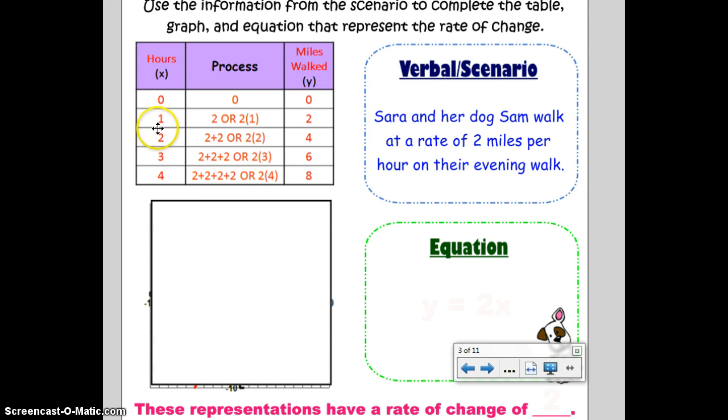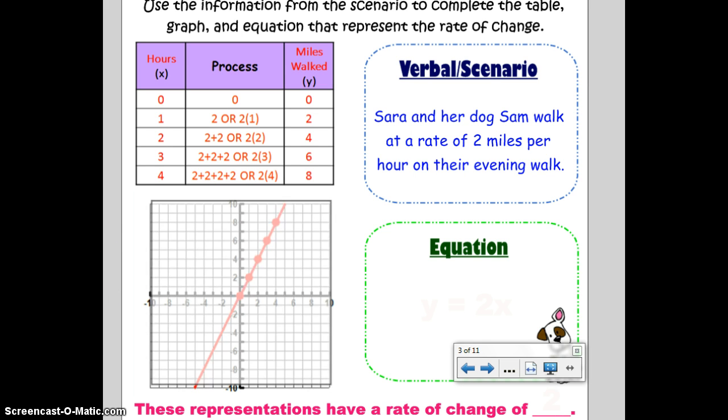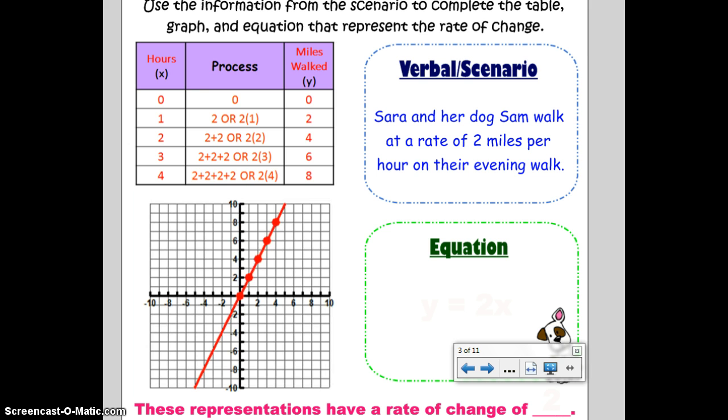Our next point will be X is 1 and Y is 2. That means we'll move to the right 1 and up 2 from the origin. Please pause the video to graph your table now. Here's the graph from your table. Notice we can extend our line into the negatives, but since our scenario is about Sarah and her dog walking, we would not really have any negative values of time or distance.